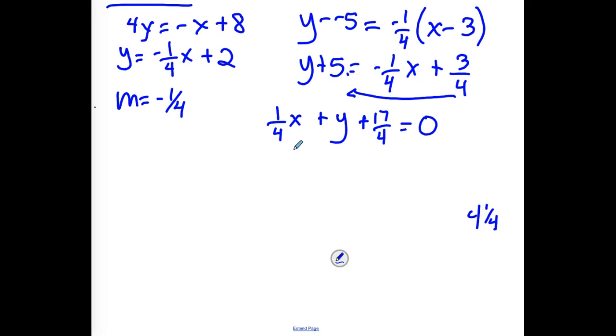Okay. One of our standard ways of writing things, when we put it in standard or general form, we like to not have fractions. All right? We want those coefficients to be integers. So my last step for this one would be to times everything by 4. That will get rid of all those denominators. Okay? So if we times this whole thing by a 4, we end up with 1x plus 4y plus 17 equals 0. And that's much cleaner than the one with all the fractions in it.